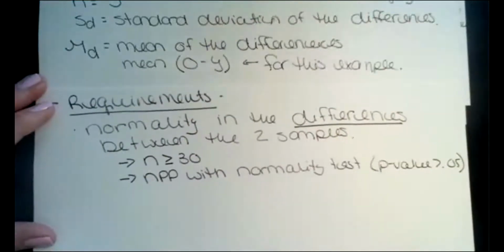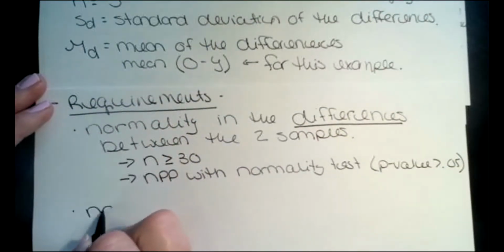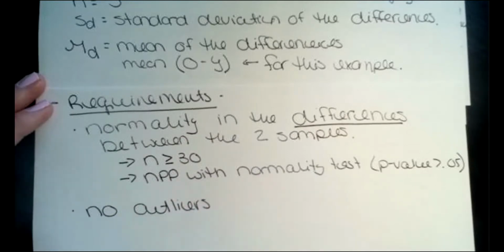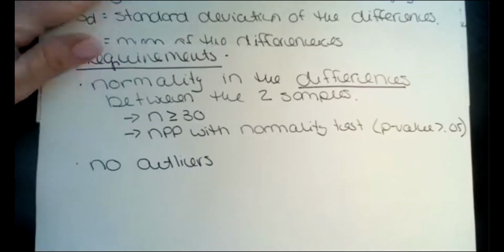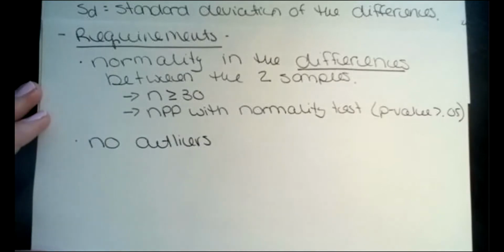Okay. And then the other one is we need to make sure there's no outliers. I'm going to check for those outliers. So we don't want any outliers. So no outliers for this one. And again, it's on the differences.